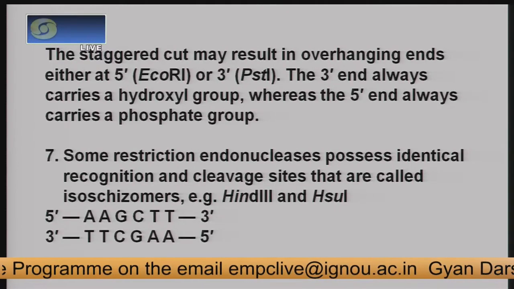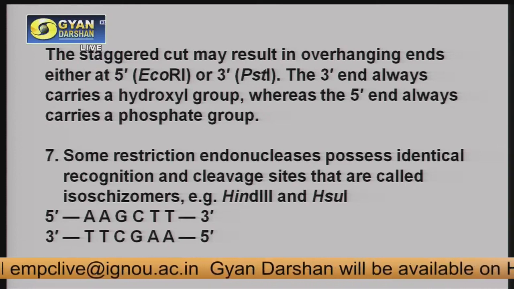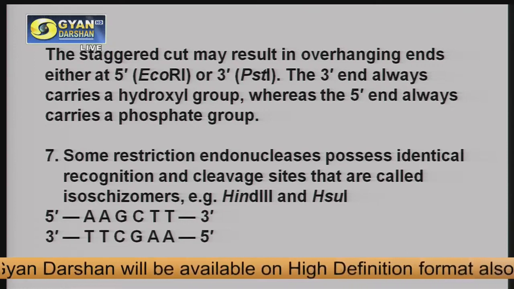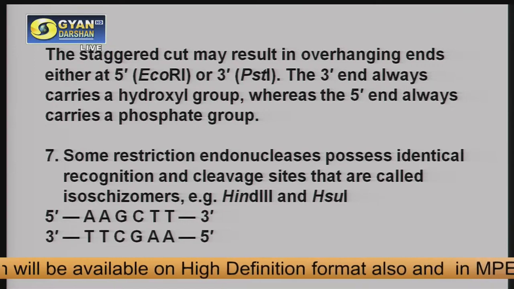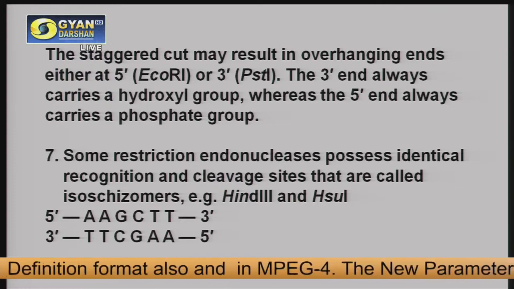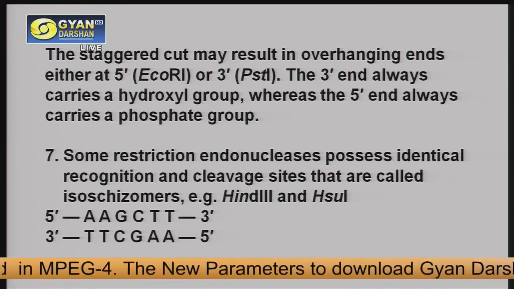The staggered cut may result in overhanging ends either at 5', like EcoRI, or 3', like PstI. The 3' end always carries a hydroxyl group, whereas the 5' end always carries a phosphate group. That we all know, that DNA always has a 5' phosphate group and a 3' hydroxyl group.